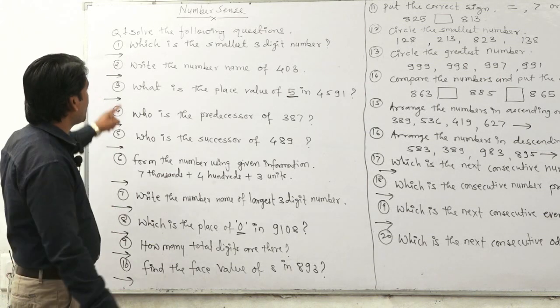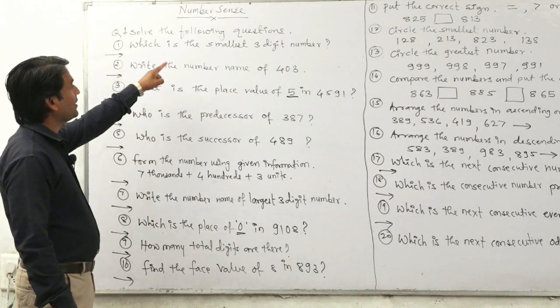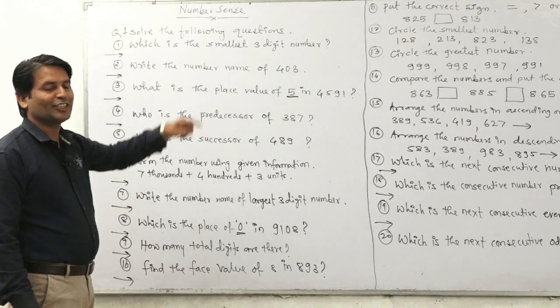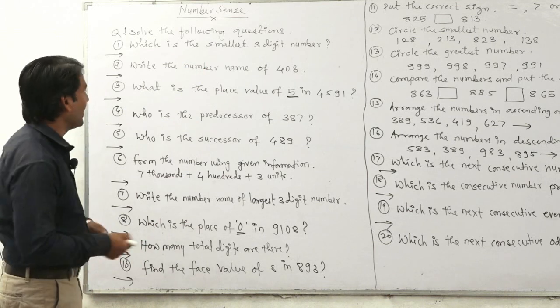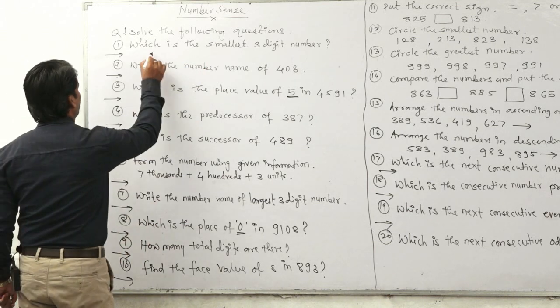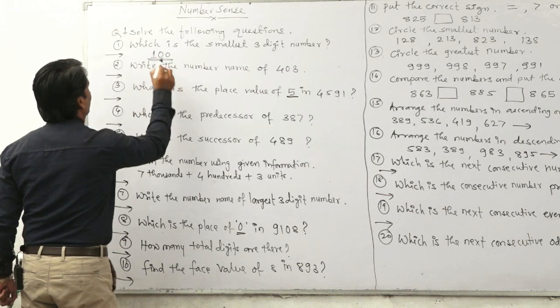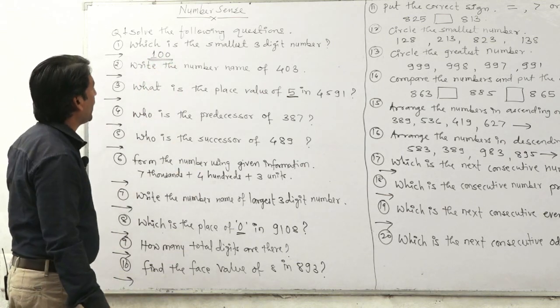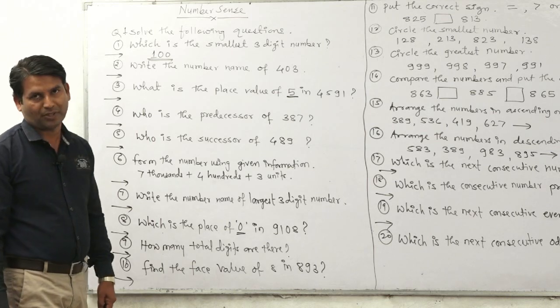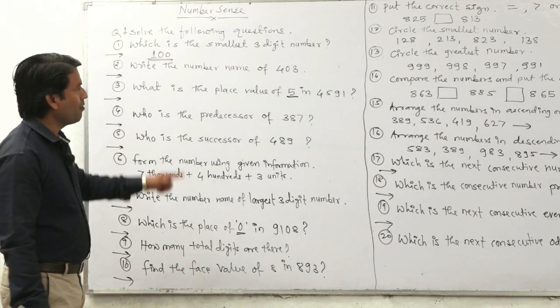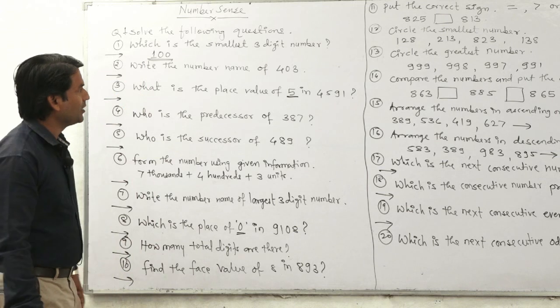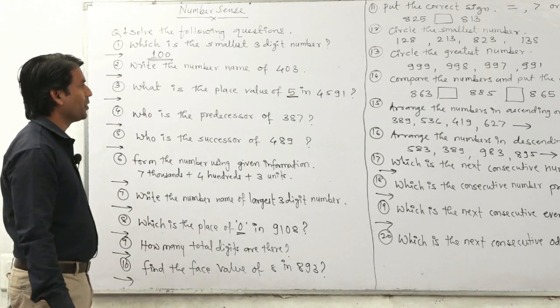999. The question is, which is the smallest 3-digit number? And as I told you, the answer is 100. 100 is the smallest 3-digit number. Okay, that is the answer of the first question.